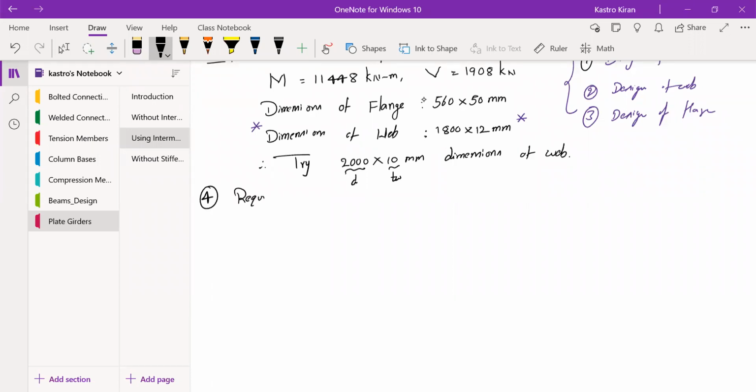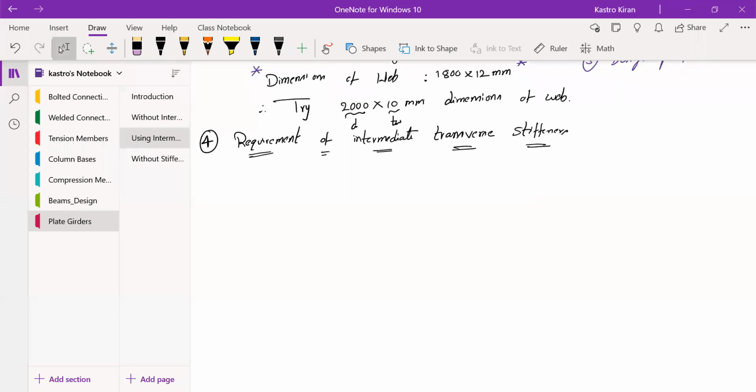The requirement of intermediate transverse stiffeners, because we are providing the intermediate transverse stiffeners. For this purpose, we are going to solve this additional step, which is the requirement of intermediate transverse stiffeners. Now, how will you solve this step? This step has a little different process.